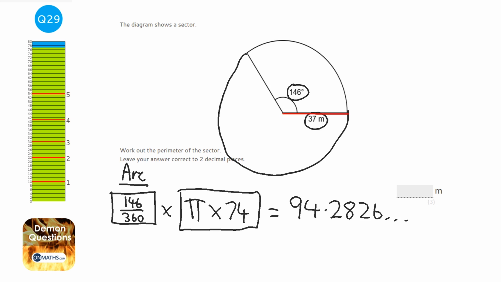Well, we've already got that one. And what this distance here is. Well, they are both radiuses, or radii we call it. So that's also going to be 37 meters.